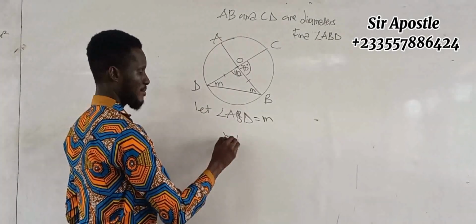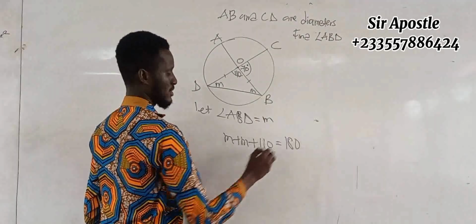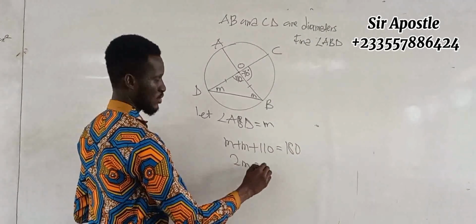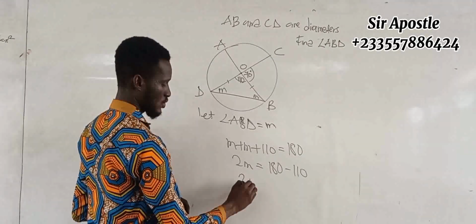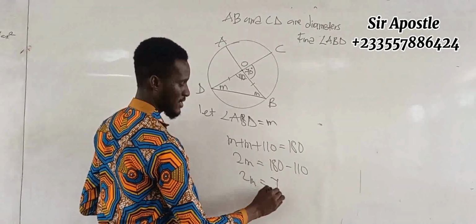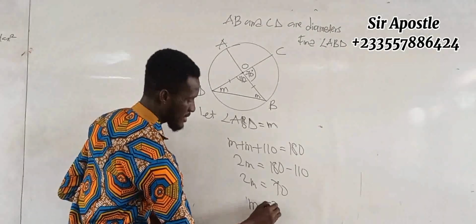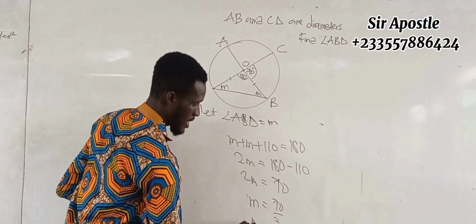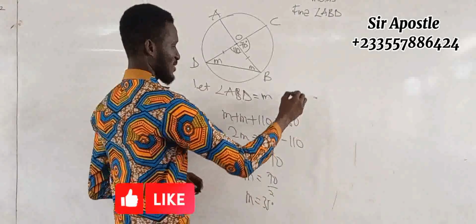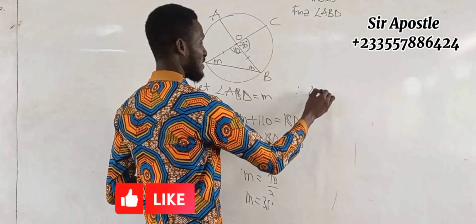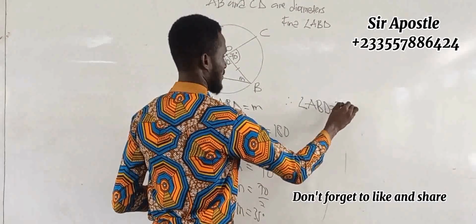So it means M plus M plus 110 is equal to 180 degrees. So 2M is equal to 180 degrees minus 110. 2M is equal to 70. M will give us 70 divided by 2. M is equal to 35 degrees. So this is very simple, right? So it means that we can conclude that our angle ABD is equal to 35 degrees.